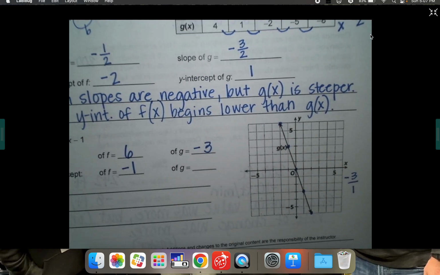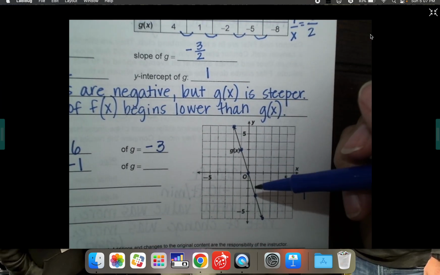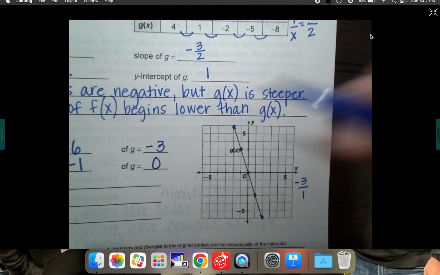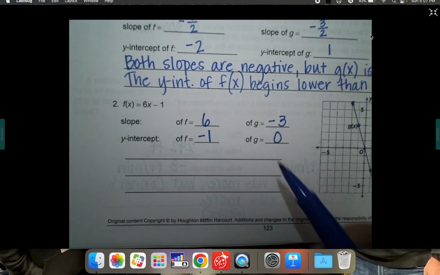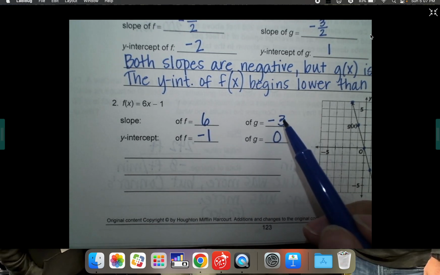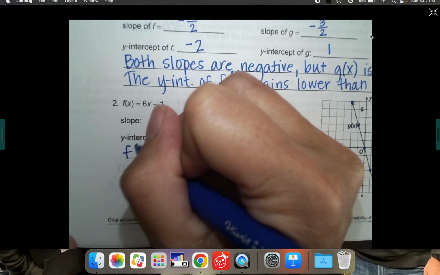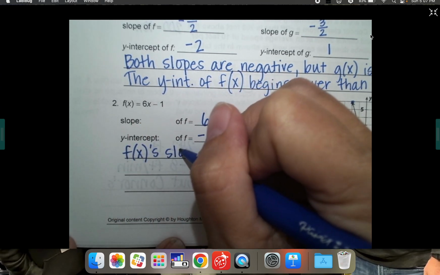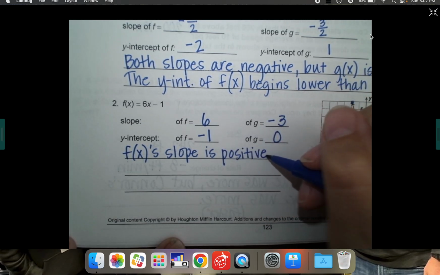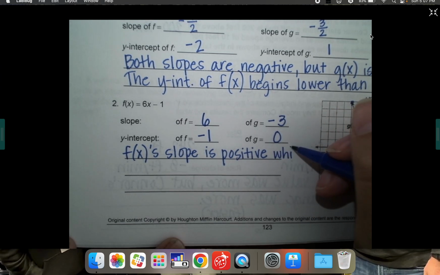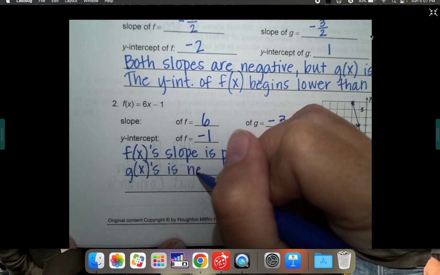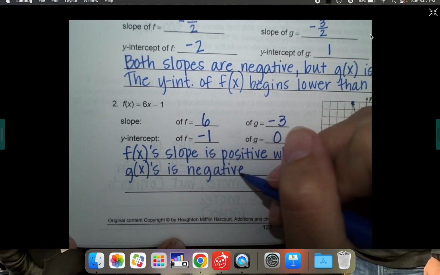And then let's see where the y-intercept is on our graph. It is right at the origin, which means it hits the y-axis at 0. Okay, so a real quick comparison will show us that this slope is going to be going uphill, whereas this slope is going downhill. One is positive and one is negative. So f of x's slope is positive, while the g of x's slope is negative. So one is going up and one is going down.